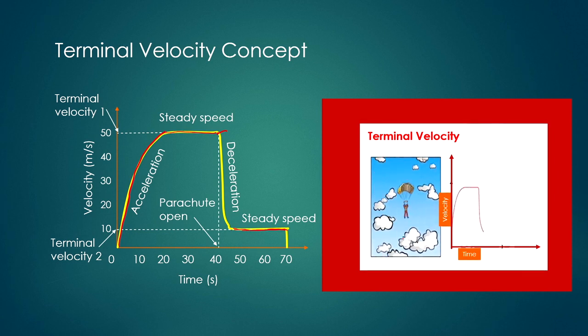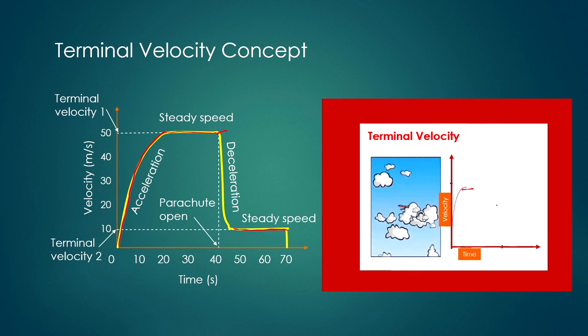You will see that here also in the animation it is shown: initially the velocity will be increasing with respect to time, and after that it will gain a constant velocity, and then after opening the parachute there will be a reduction of velocity with respect to time, and after a certain time again he will gain a constant velocity. So in this case you have to remember that whenever he gets a constant velocity, that means the velocity does not change with respect to time, that velocity will be regarded as terminal velocity. So this is the concept of terminal velocity.